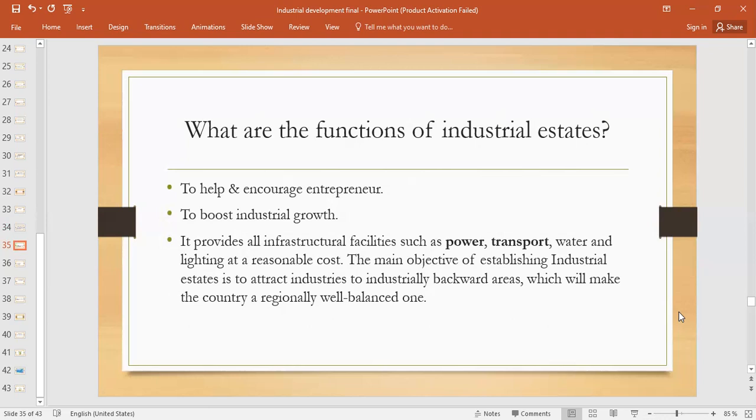And then the government is responsible to provide all infrastructural facilities, as I have mentioned, like power supply, transport, proper metal roads, water and light, sewerage system, sanitation facilities, and all, right? That is provided to these industrial estates wherever they are found in Pakistan, right?